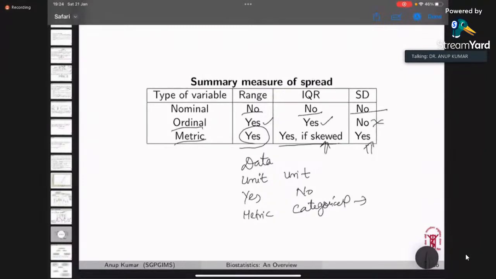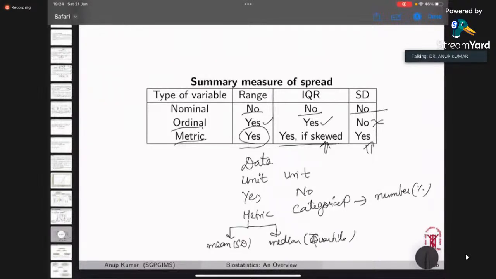Categorical data is presented in terms of number and percentage. Metric data is presented in terms of mean, standard deviation, or median with quartiles.